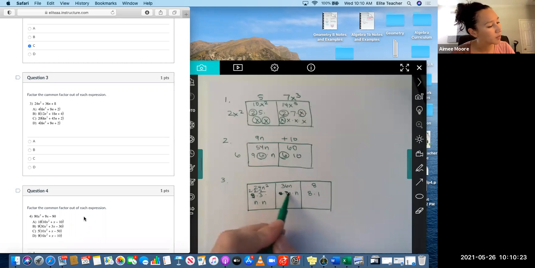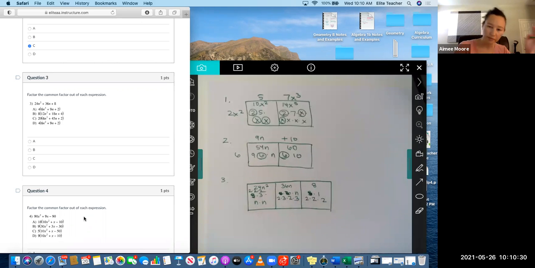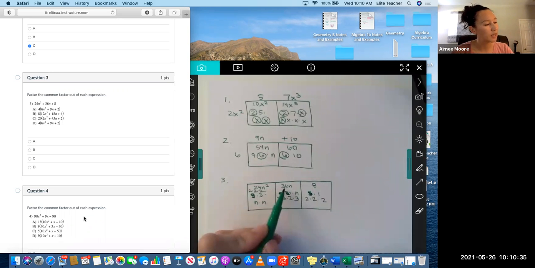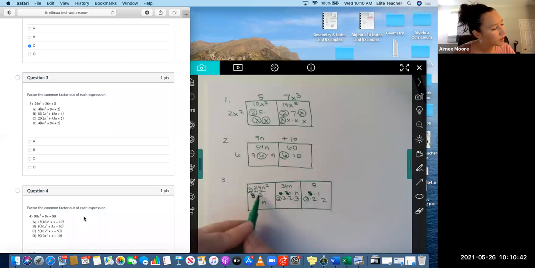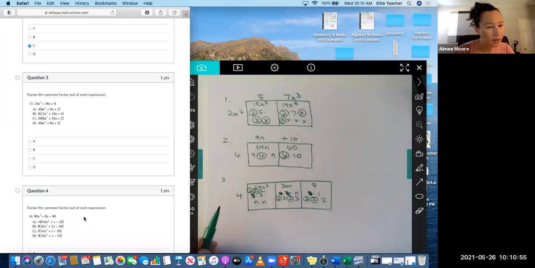So let me expand these completely. 2 times 3 and 2 times 3. And then we'll expand this one completely. I was thinking this was 64, so we would have an 8 there. Okay, so now let's see. We have a 2, a 2, and a 2. We have another 2, 2, and 2. And I think that's it. Am I missing anything? I don't think so. So 4 is our common factor.